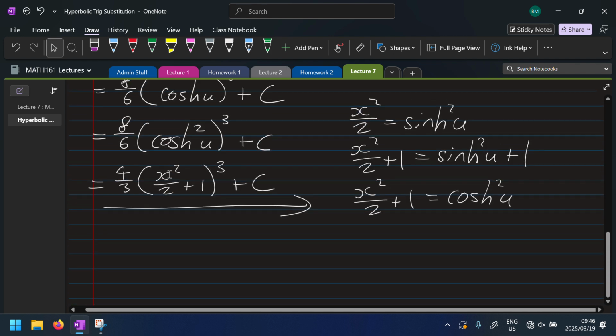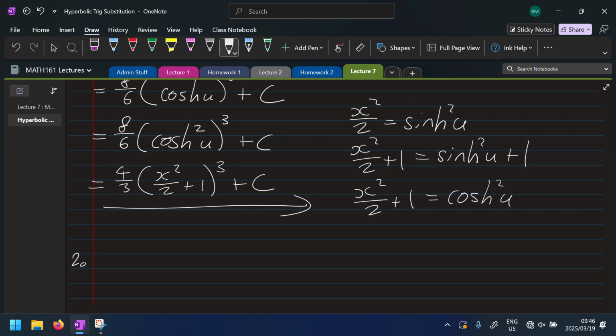Okay, number 2. Here we have the integral of 1 over x squared plus 4x plus 5. The first thing you should be thinking of is partial fractions. That's always the first thing. But again, for learning purposes, we're going to do this using hyperbolic trig substitution.